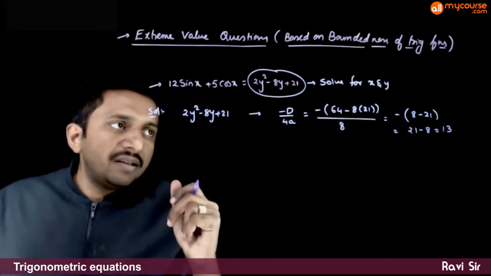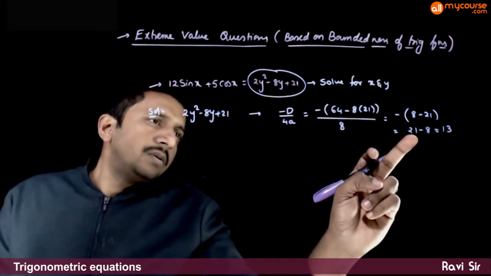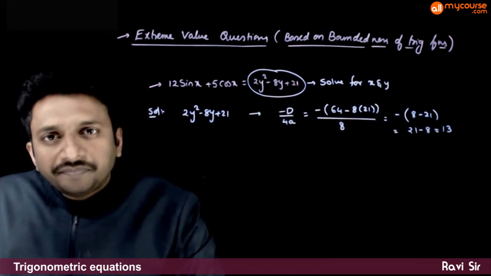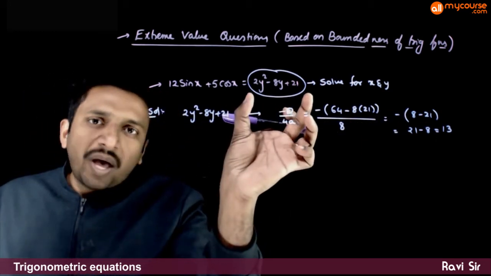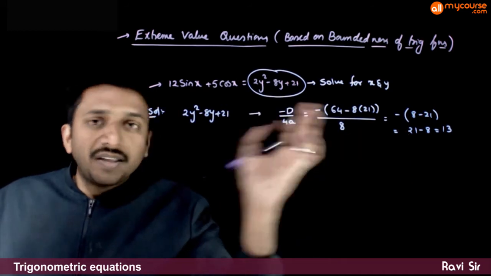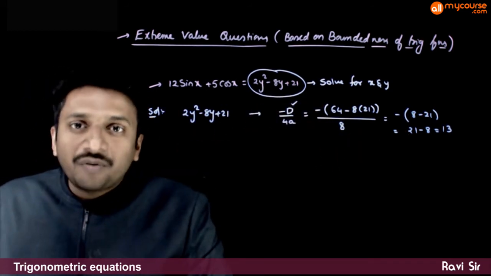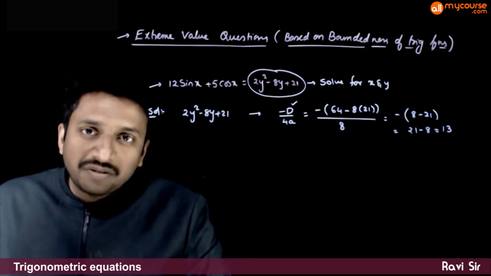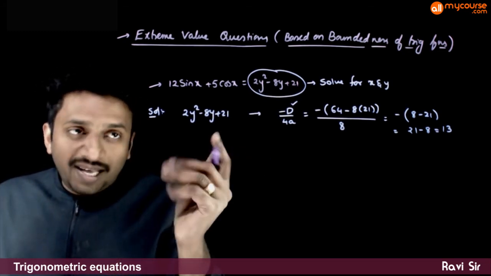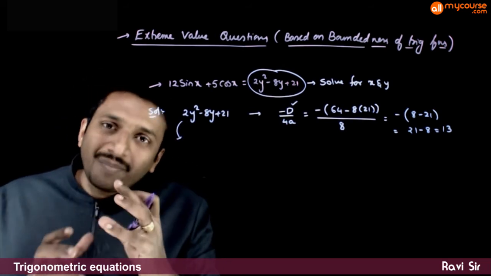21 minus 8 is equal to 13, right? That means this value will always be greater than or equal to 13. So this is a formula which you get in the chapter of quadratic equations and expressions. Otherwise, if you want to do it directly, you can also use the method of completion of squares to get this value.